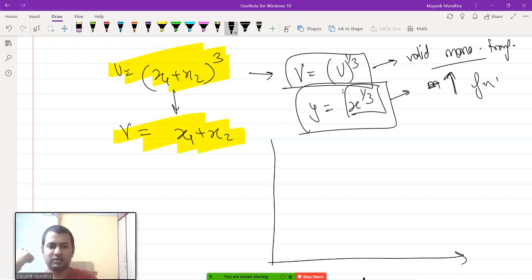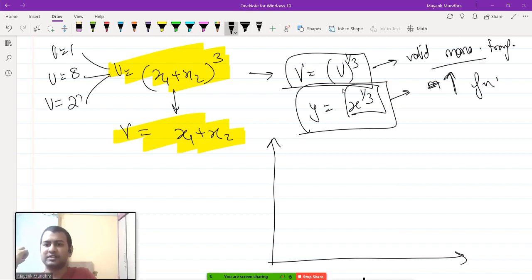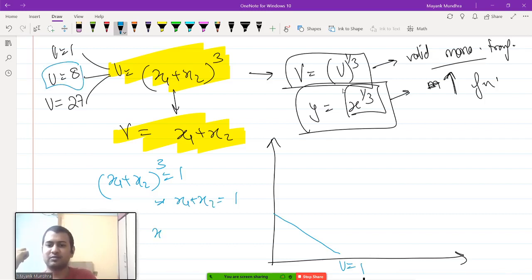Okay, so let's construct the ICs of this thing. Suppose I'm constructing them at utility equals 1, utility equals 8, and utility equals 27. My first equation will be (x1 + x2) cube equals 1, which implies x1 + x2 equals 1. So this will be your utility level 1. Next is utility level 8. This equation will be (x1 + x2) cube equals 8, which implies x1 + x2 equals 2. So this will be your utility level 2.